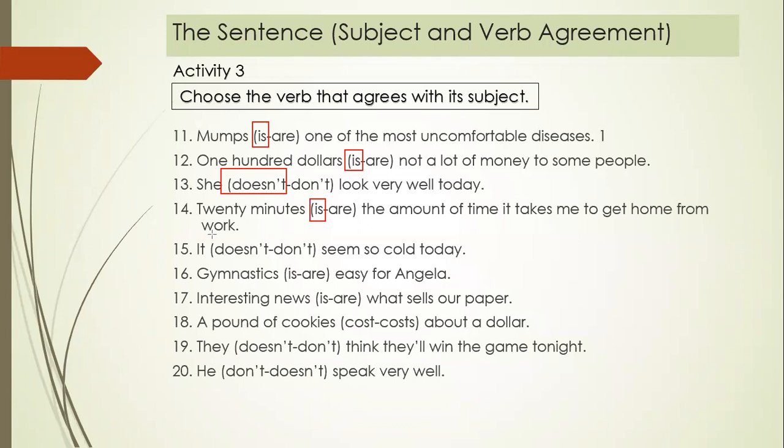Number 15, it, singular, doesn't should be the right verb. Seems so cold today. Gymnastics, right, are easy for Angela. Gymnastics is only one, use is. Interesting news is what sells our paper. A pound of cookies costs, right, about $1. They don't, of course, think they'll win the game tonight. He doesn't speak very well.